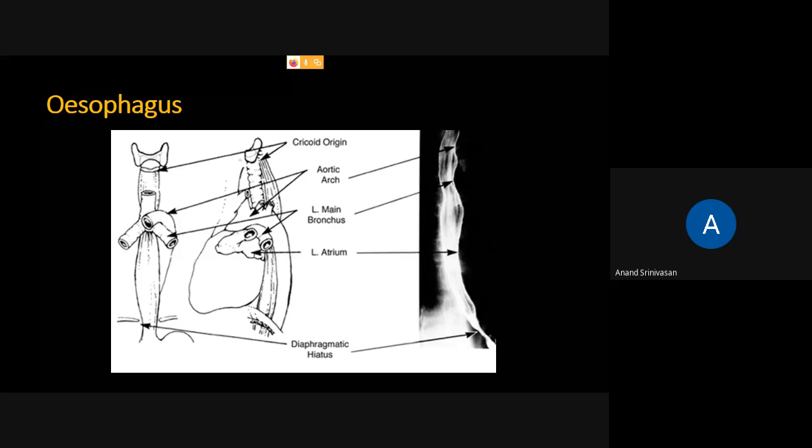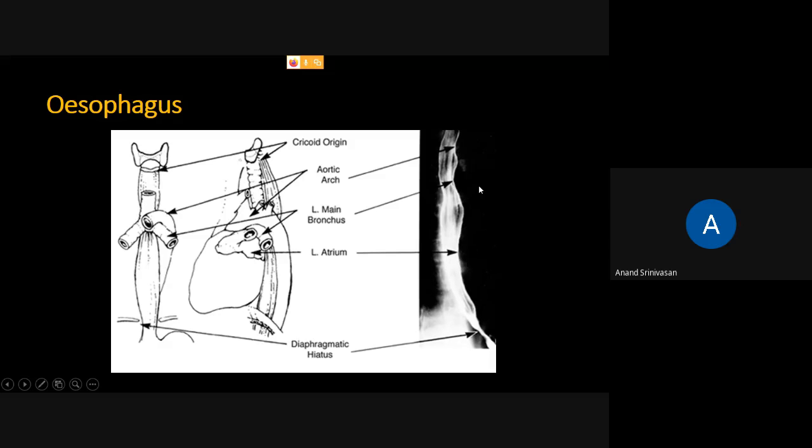So we will be doing a contrast X-ray, and this X-ray is taken when the person swallows. The person is asked to keep the barium material in his mouth, and then he is asked to swallow. As he swallows, the pictures, the X-rays, are taken. So this is a barium swallow.